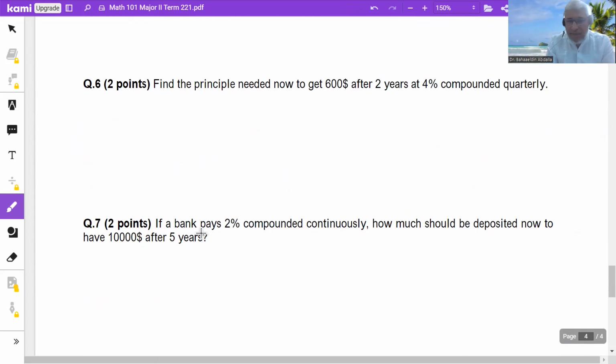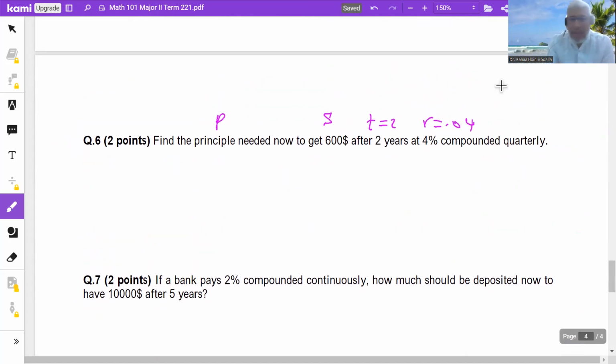Find the principal needed now, so that's P, to get $600, so that's the future value. After 2 years, so that's T, at 4%, so that's R, 0.04, compounded quarterly, so that's M. M in this case is 4. Quarterly means 4 times a year. So the formula, as we just wrote 3 minutes ago, S is P times 1 plus R over M to the power M times T.